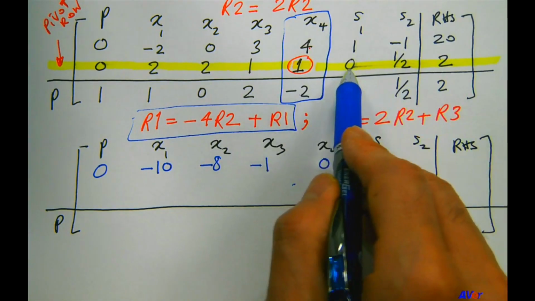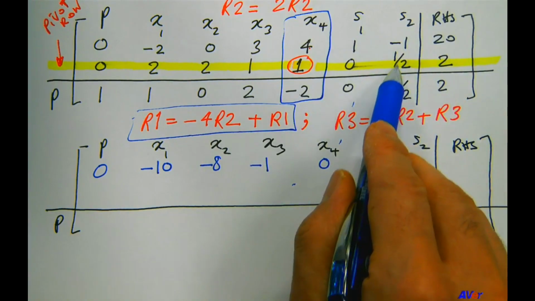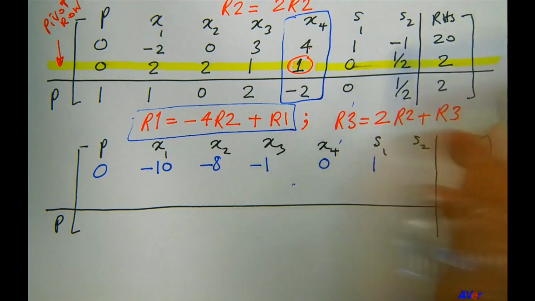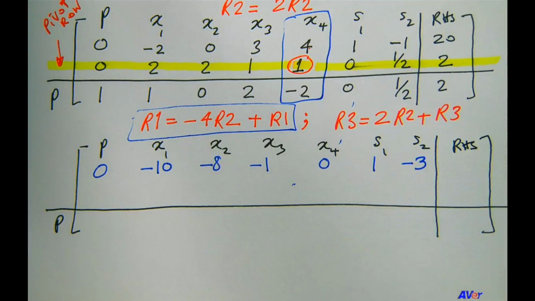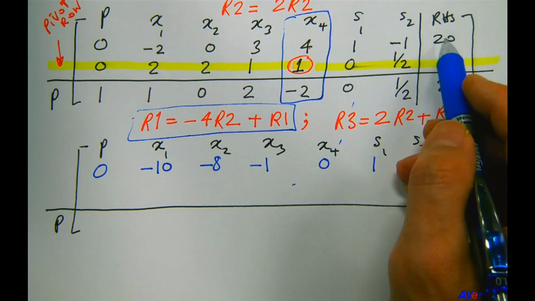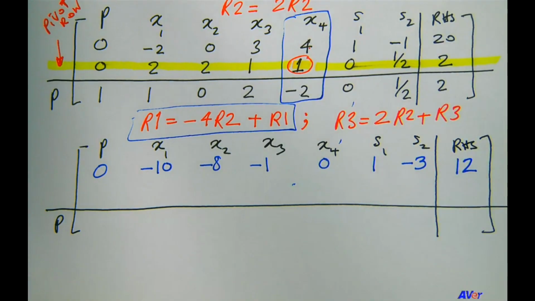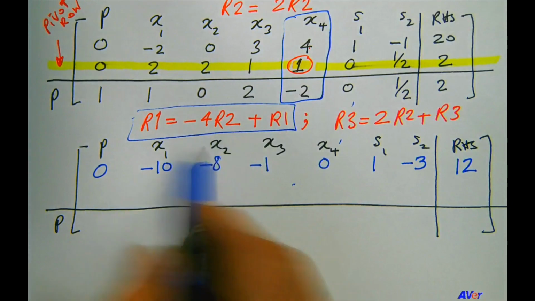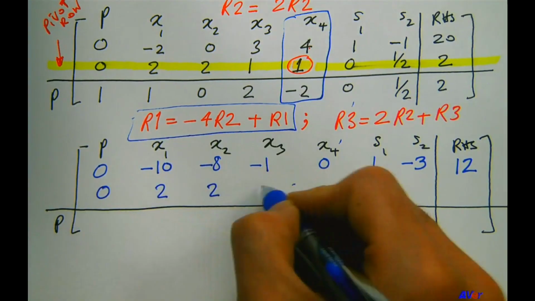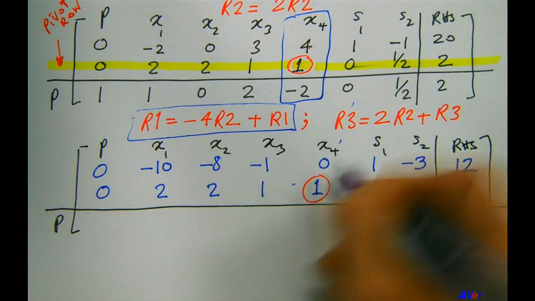Negative 4 times 0 is 0. Plus 1, 1. Negative 4 times 1/2 is negative 2. Plus negative 1, negative 3. Negative 4 times 2 is negative 8. Plus positive 20, that's positive 12. Okay, so the second row is the pivot row. Let's write it down as it is. Here's our pivot element.